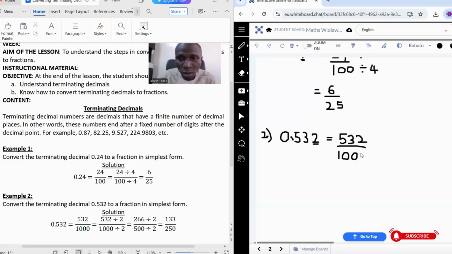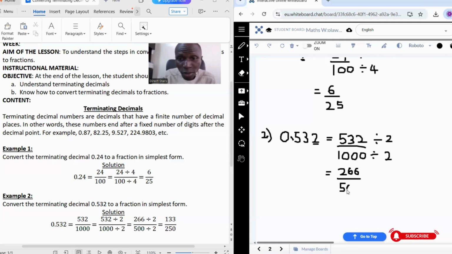The next thing that I want to do is to put this fraction in its simplest form. You can divide the numerator by 2 and also divide the denominator, which is 1000, by 2. 532 divided by 2, we're going to have 266. Then 1000 divided by 2, we're going to have 500.